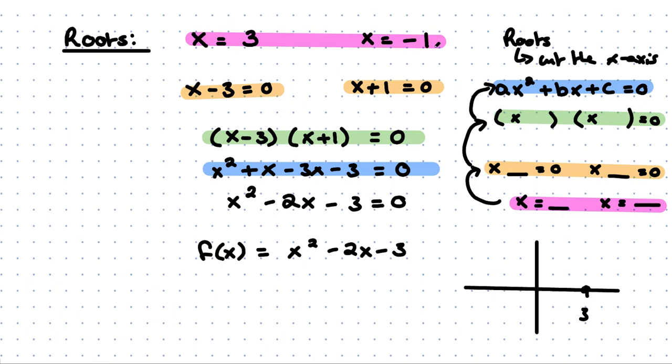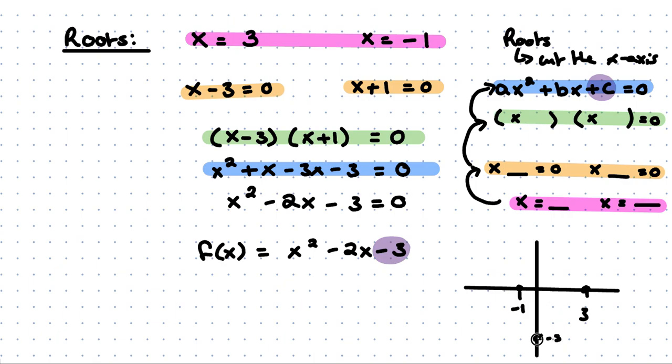The other root is going to be minus 1, so there's minus 1 over here. I know that I cross the y-axis at minus 3, and how do I know that? You must know that the constant, the number on its own, the plus c, is where it cuts or crosses the y-axis. So it's minus 3: minus 1, minus 2, minus 3 is down here.